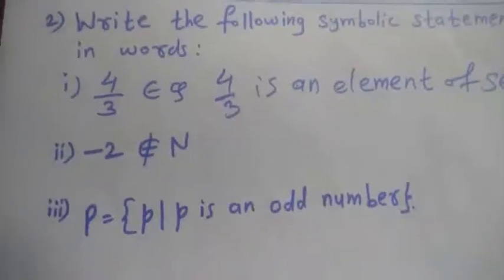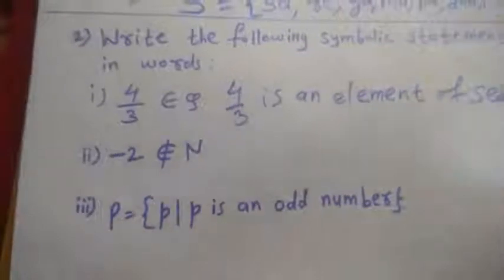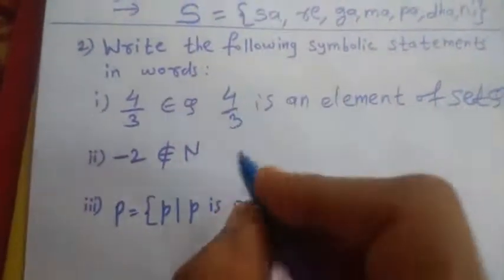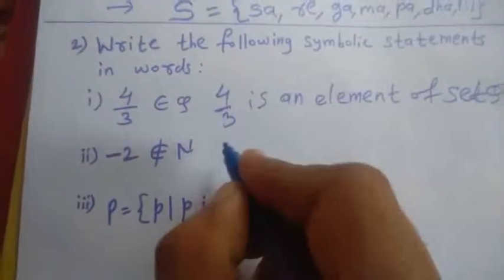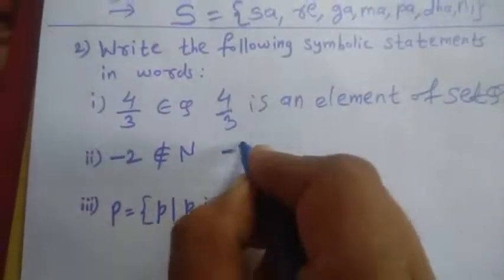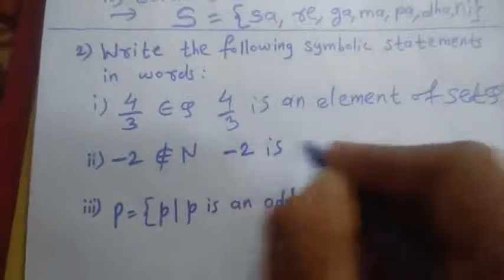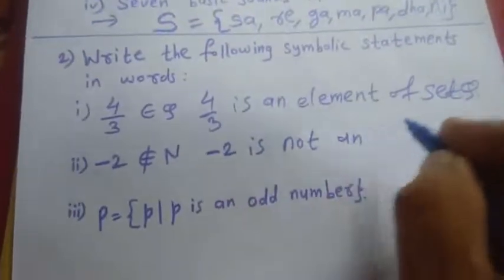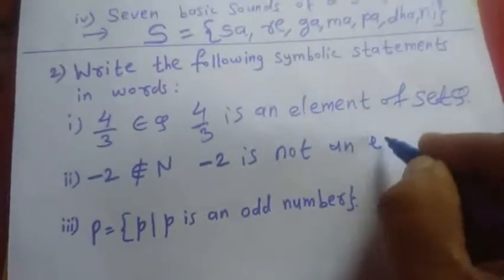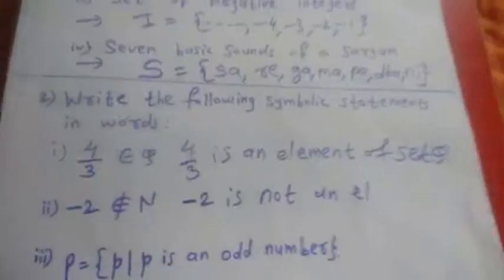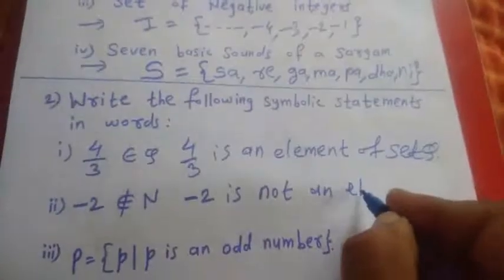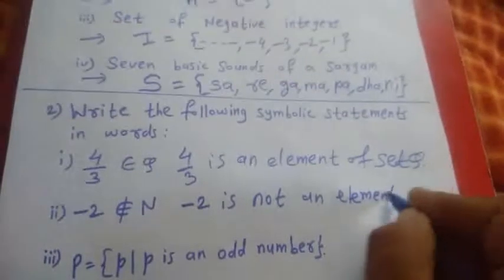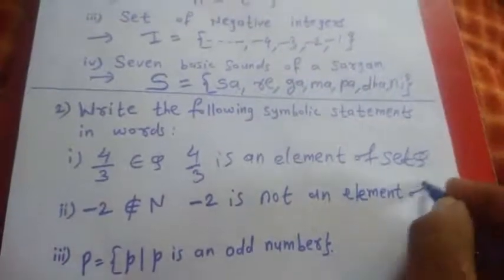Second example, -2 does not belong to capital N. So how can we represent this symbolic statement in words? -2 is not an element of set N.